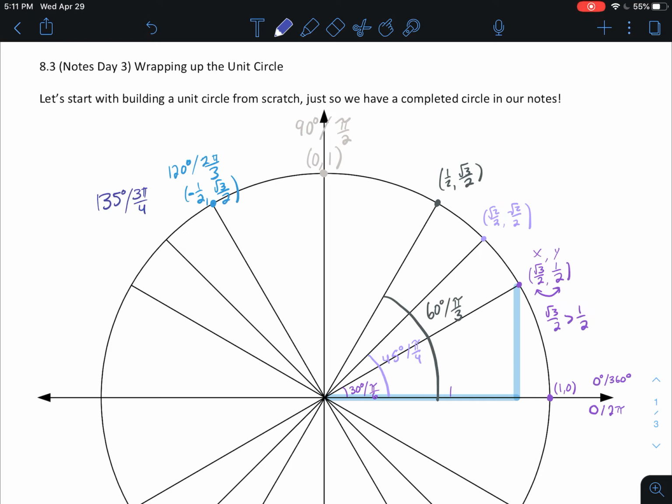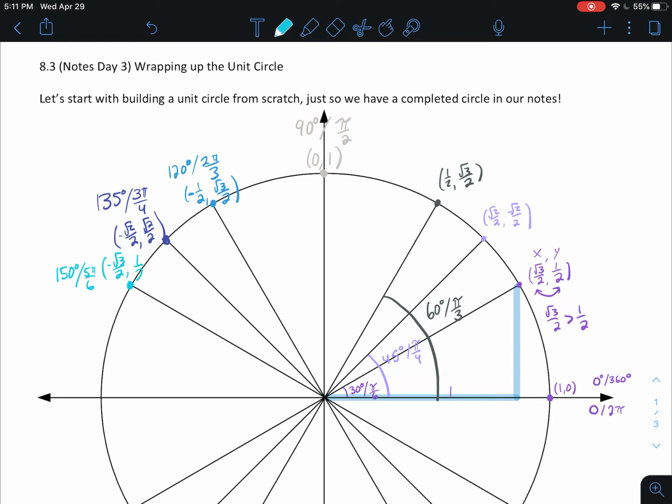Continuing the pattern, we need to now go 30 degrees past 120. That gives us 150 degrees. This is 5 pi over 6 radians. The point here is (negative radical 3 over 2, positive 1/2). Okay, and as you can see, it's just the flipped version of our 120-degree angle.